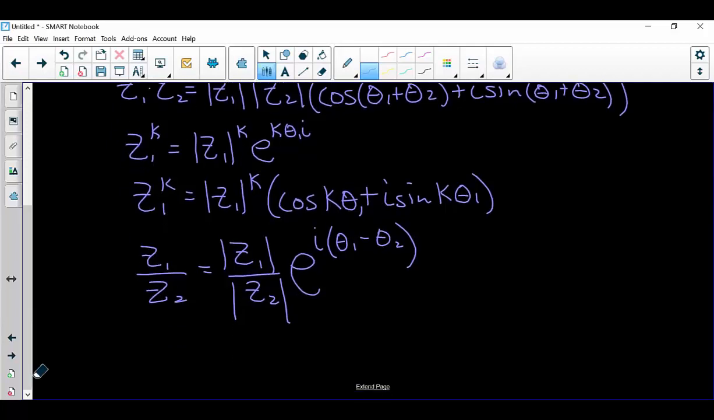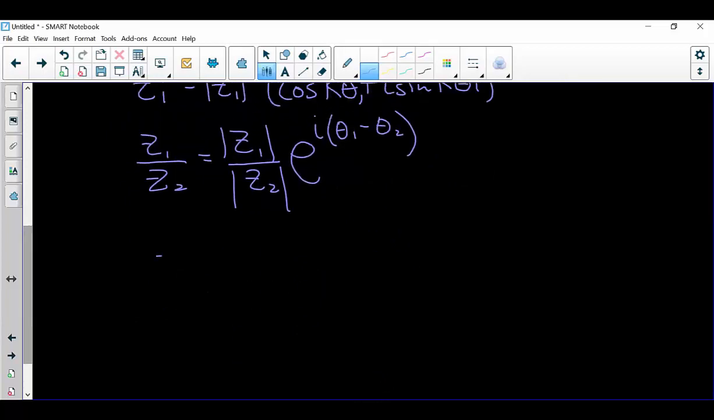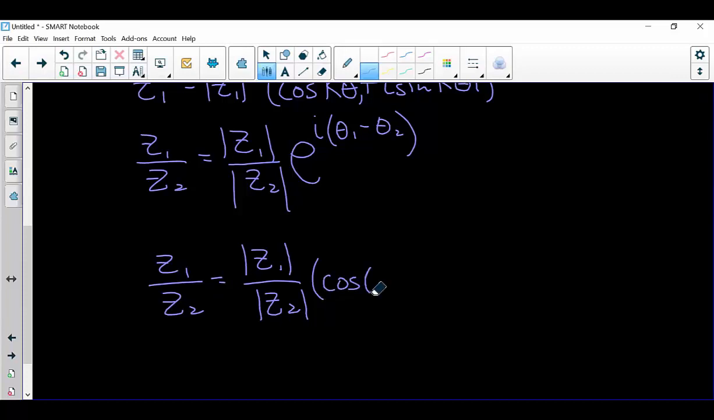Now, of course, in polar form, you would have, and I want to pause a minute and let you think about what that might look like. I don't want to be a jerk and ruin it for you. Okay, so this is going to be cosine theta 1 minus theta 2 plus I sine theta 1 minus theta 2. There you have it.